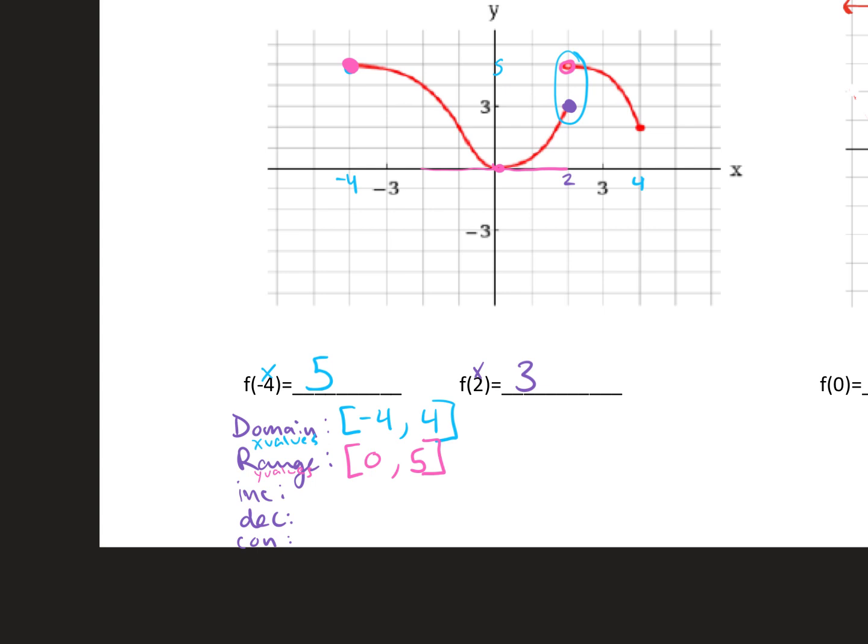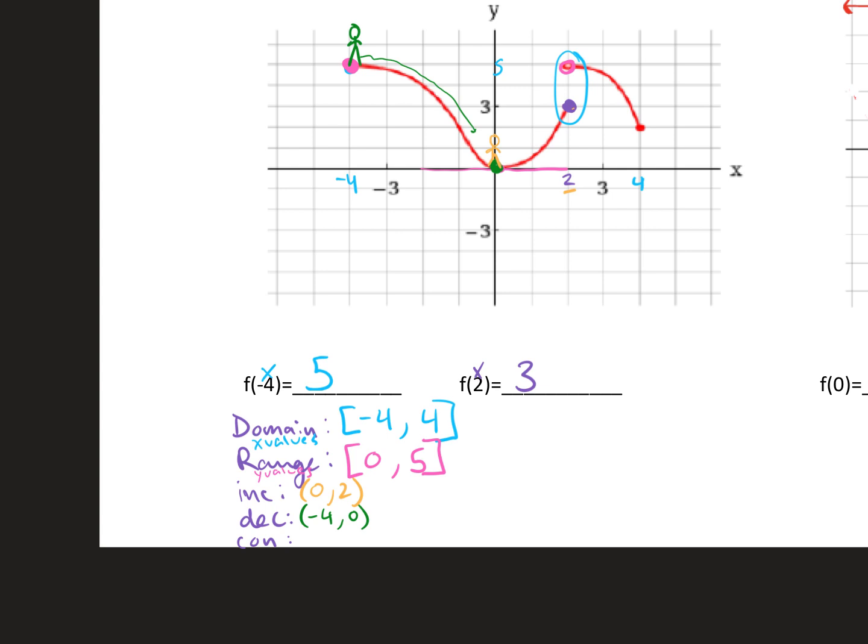All right. Increasing, decreasing, and constant. So let's start all the way at the left of our graph and work our way to the right. Am I walking uphill or downhill as I go to the right? Downhill until what value? 0. So from what to what am I decreasing? -4 to 0. Remember, these are always parentheses. At 0, we start going uphill. So it'd be increasing till what value? To 2. So we're increasing from 0 to 2.